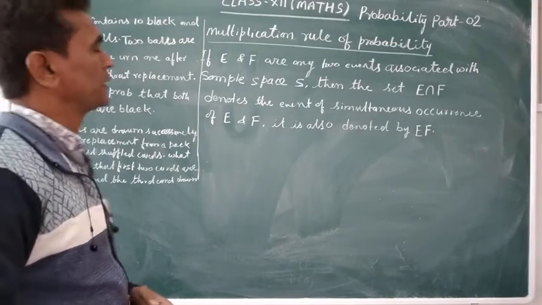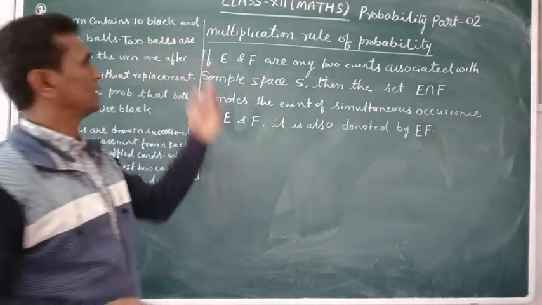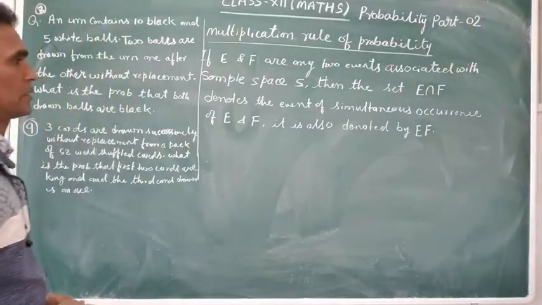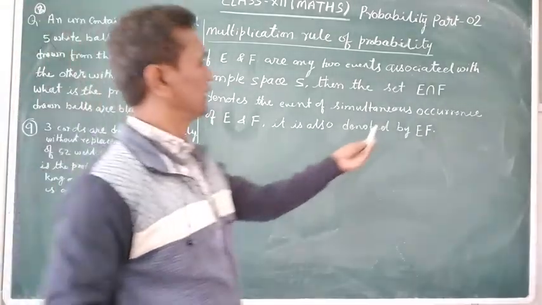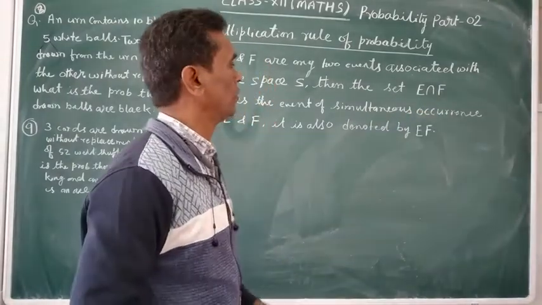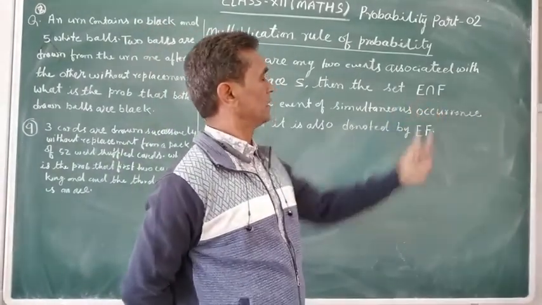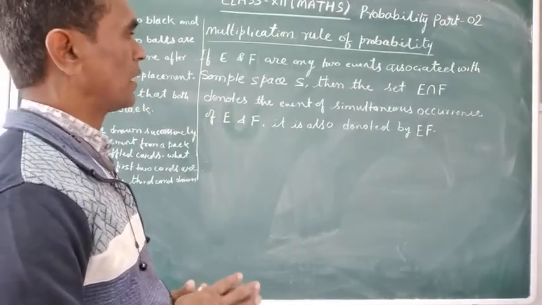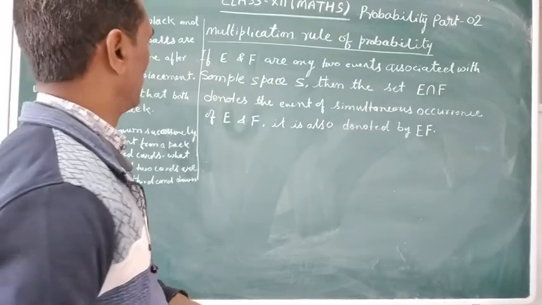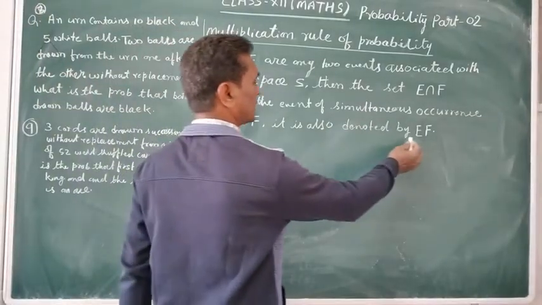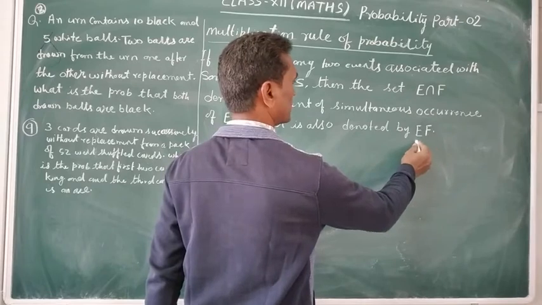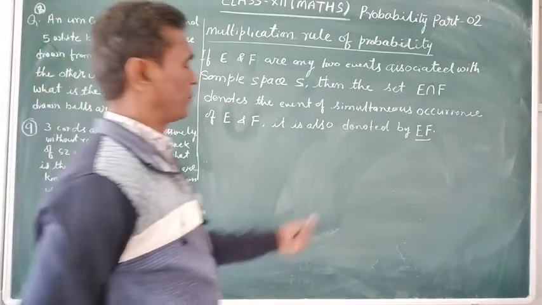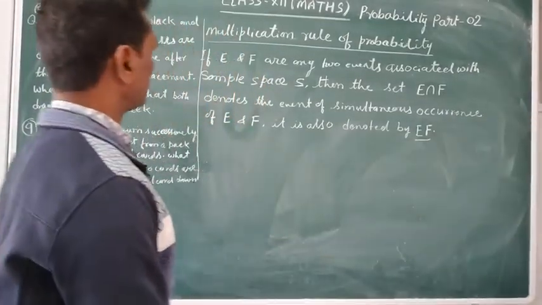So what is the multiplication rule? Suppose there are two events E and F associated with a sample space S. Then the set E intersection F is an event which means both the events E and F occur simultaneously. We represent E intersection F by EF in short, so we can use this symbol also.